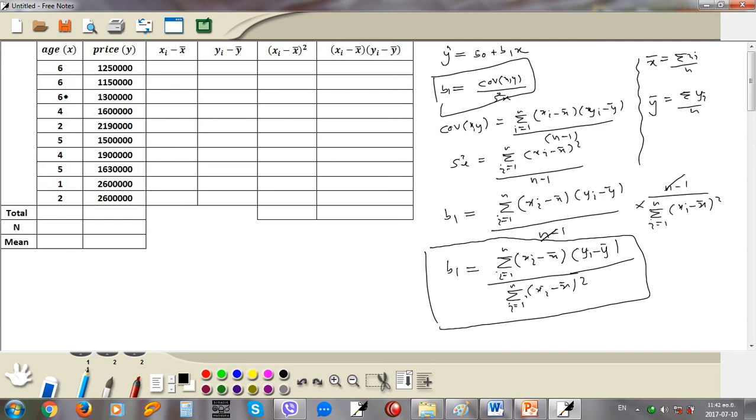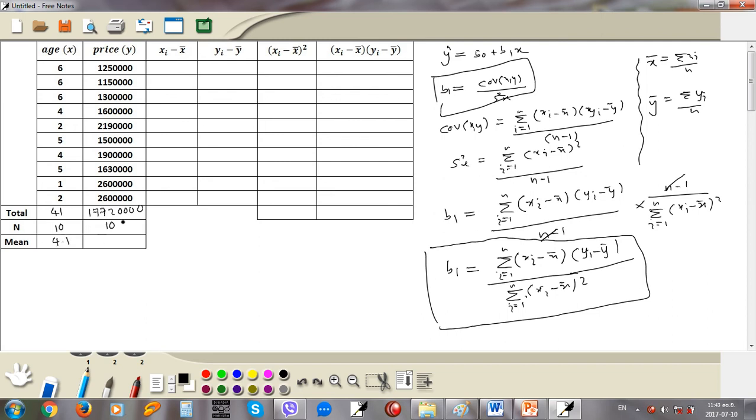So here 18, 22, 24, 29, 29 plus 4 is 33, 33 plus 5 is 38, 38 plus 3 is 41. Then here you can take the total as 41. There are 10 entries, right? How can we find the mean? By dividing 41 by 10, that is 4.1.